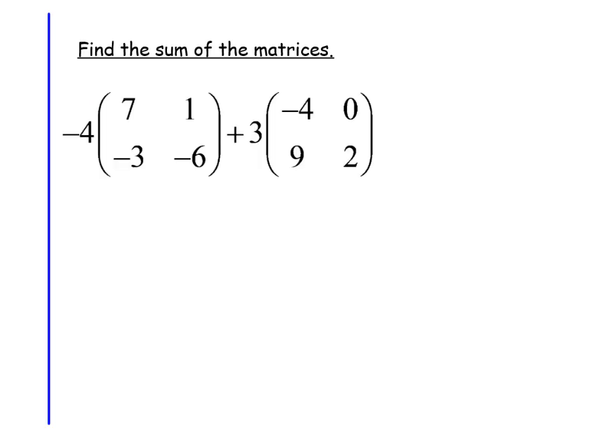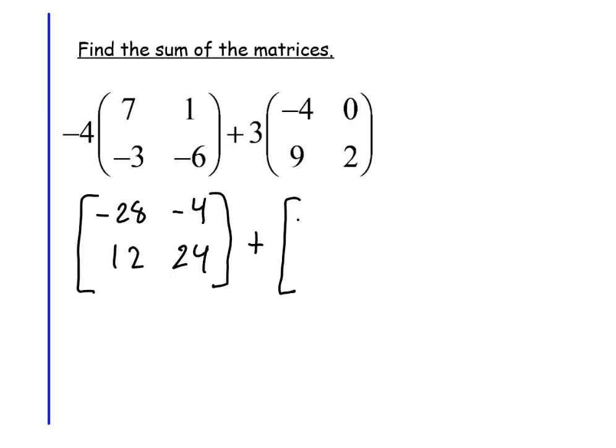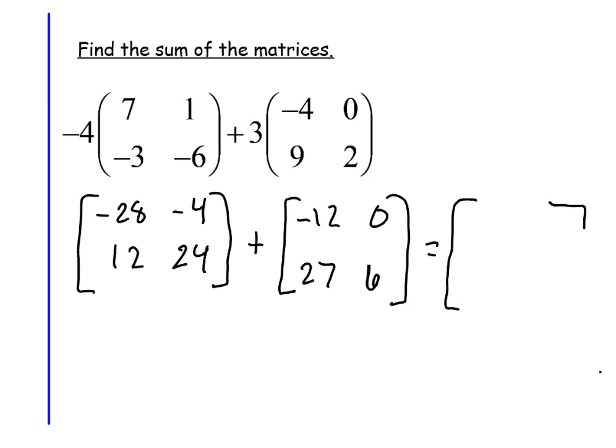Now it's time to try to combine these different operations to combine two matrices. We follow order of operations, so that means we need to do the multiplication of the scalars first. I come up with -28, -4, +12, and +24. Add this to a 3 times -4 is -12, 3 times 0 is 0, 27, and 6. Now I can add these matrices together. I end with -40, -4, 39, and 30. So do the scalar multiplication first and then the addition.